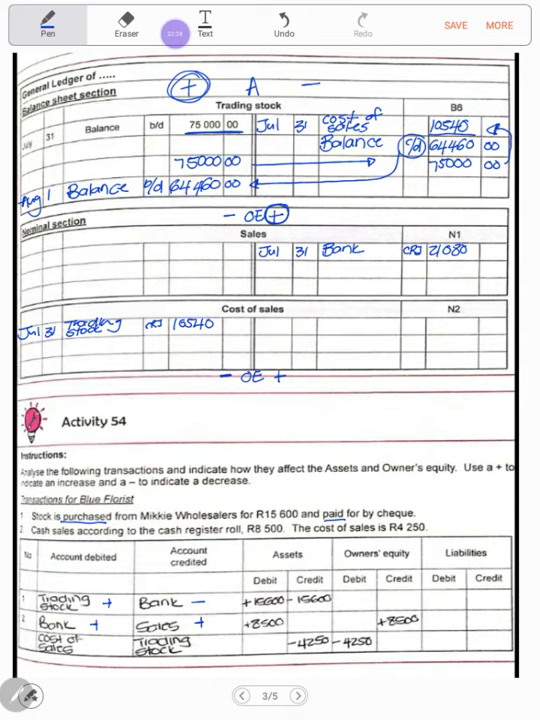Now you need to update your stock account. Remember, you have sold stock. Stock is leaving the business. How much was that cost worth to the business? How much was the stock worth to the business? It was worth 4,250. So trading stock is an asset and it decreases on the credit side. That is why it is my account credit, and it's decreasing my assets worth 4,250. Cost of sales is an expense and it's increasing by 4,250.